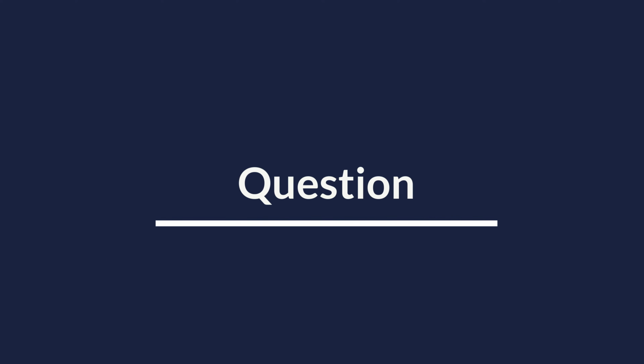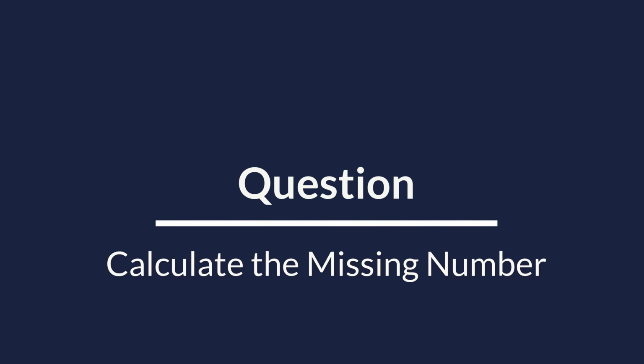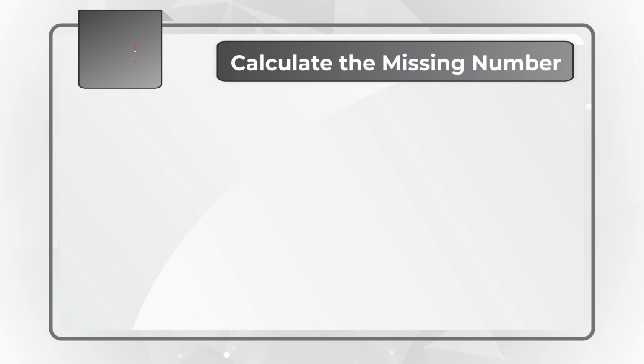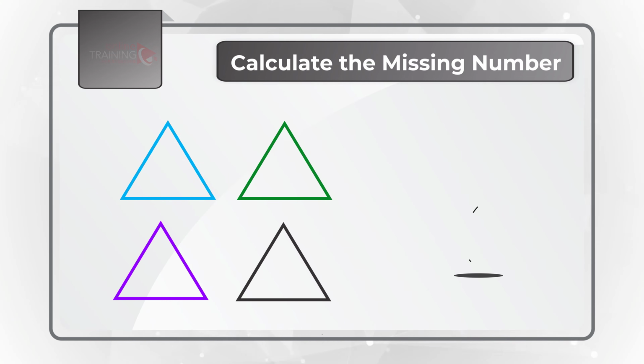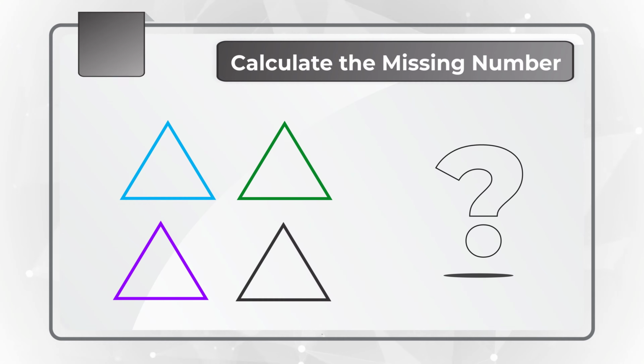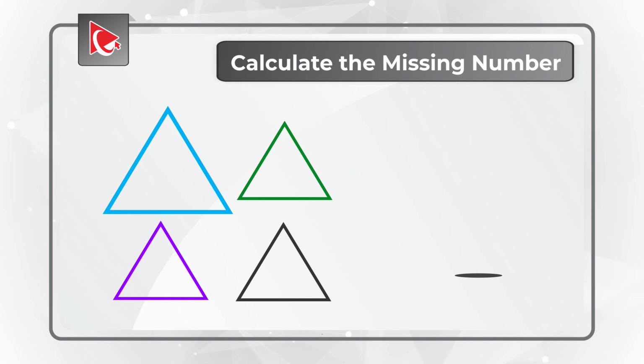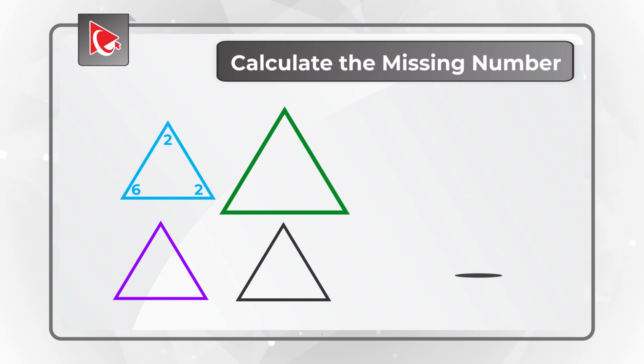Here's the famous 4-triangle question you regularly observe in the test. You need to calculate the missing number, which is represented by the question mark. And you're presented with 4 different triangles. Each triangle is of a different color. The first, bottom left corner blue triangle has numbers in the corners 2, 2, and 6. The green triangle next to it in the upper right corner has numbers 4, 3, and 1.